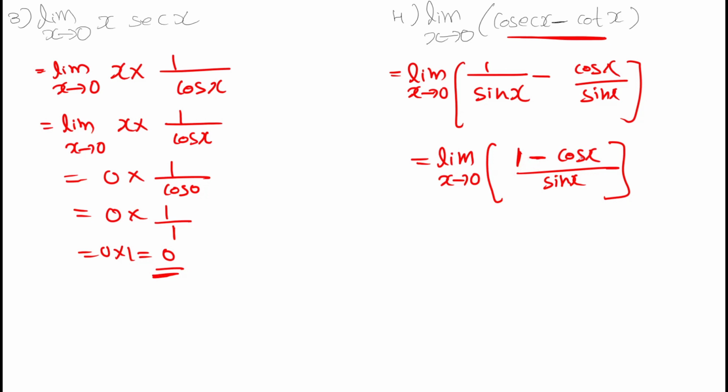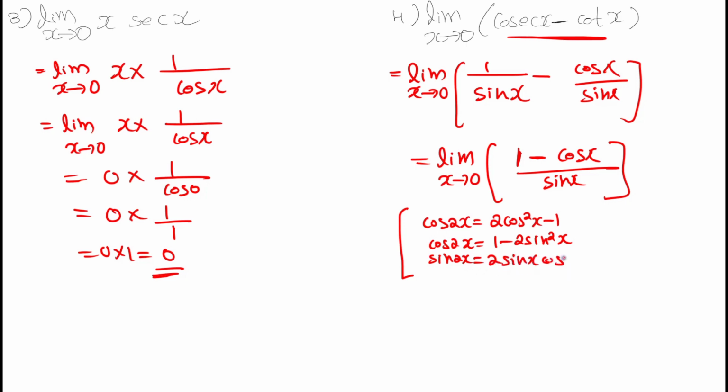Again, if you substitute the limit directly, see what you will get: 1 minus cos 0, 1 minus 1, 0 by 0 form. So we need to use trigonometric identities. Just recall the formulas. See, first we have cos 2x is equal to 2 cos square x minus 1. Another one is cos 2x is equal to 1 minus 2 sine square x. And sine 2x is equal to 2 sine x into cos x. By these formulas, see, I want 1 minus cos x.